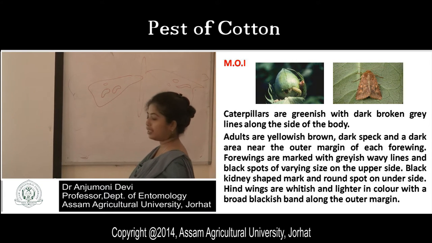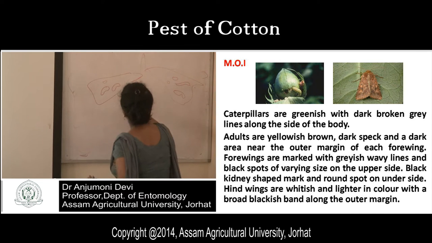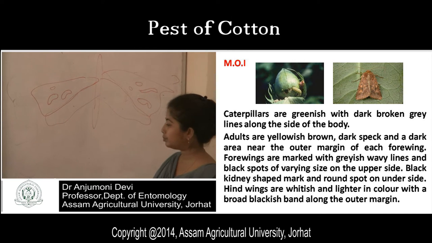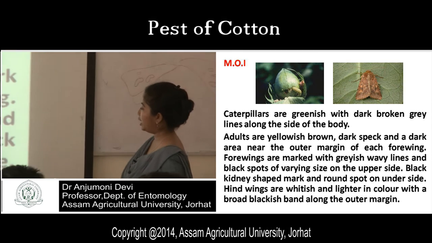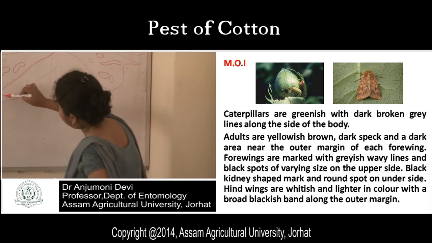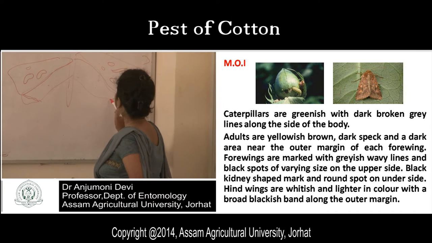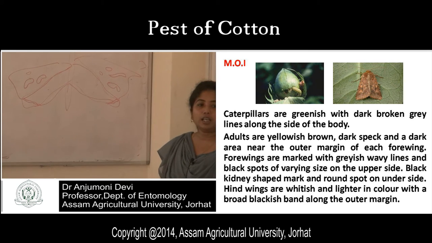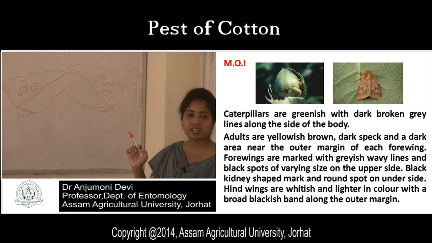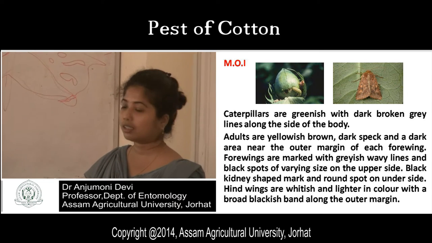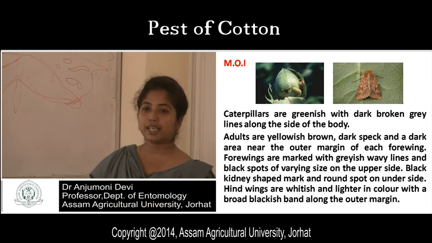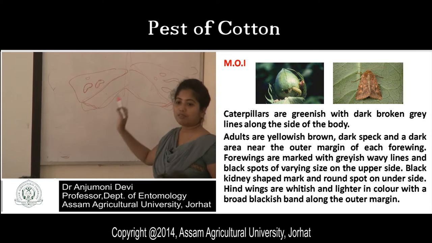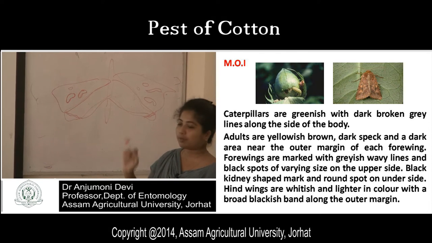Hind wings are whitish and lighter in color, with a broad blackish band along the outer margin. In this margin, there are black areas in the outer margin. There are no spots on the hind wings. And at the time of resting, the forewings cover the hind wings. On the forewings, various spots are present on the upper side, and on the lower side there are some black kidney-shaped spots. These are visible from the lower side, not from the upper side.